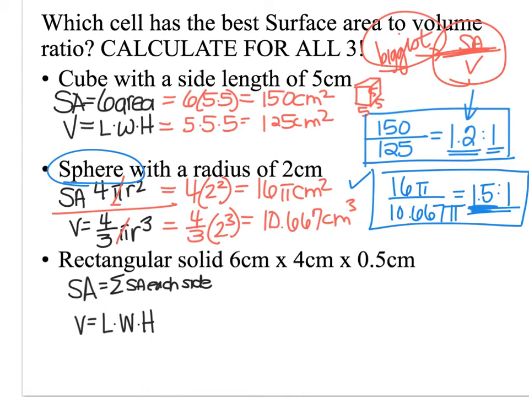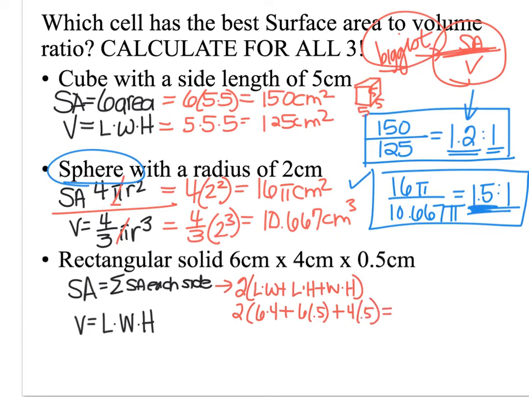So let's work out our third one. All right, so as I mentioned, I don't really like the formula that they give you. It's the correct formula, but technically what you want is 2 times your length times your width plus your length times your height plus your width times your height. This way you'll make sure you end up multiplying everything together. So this is going to be 2 times, and then 6 times 4 plus 6 times 0.5 plus 4 times 0.5. All right, and that comes out to 58 centimeters squared.